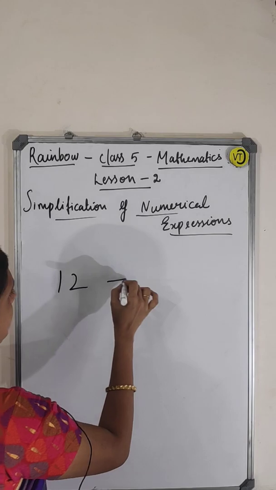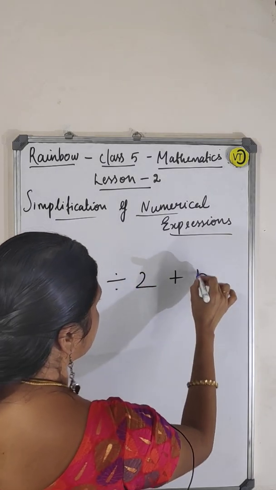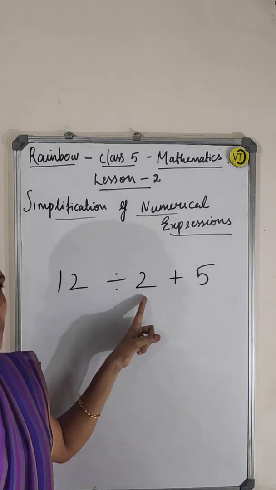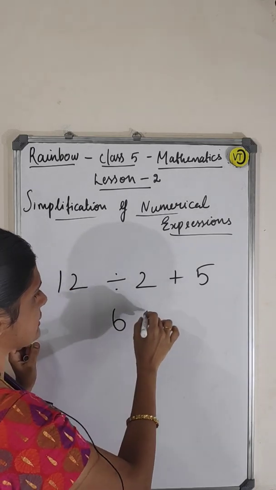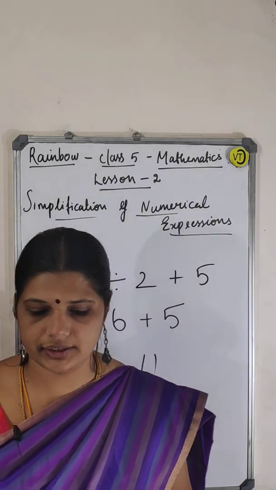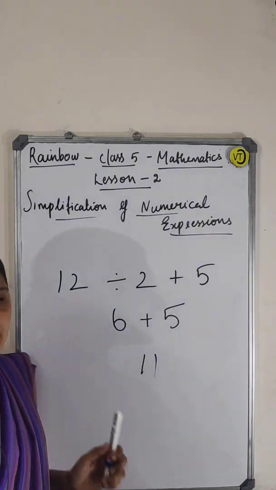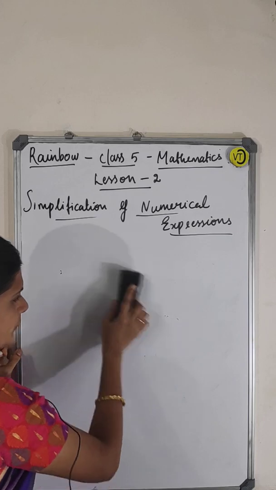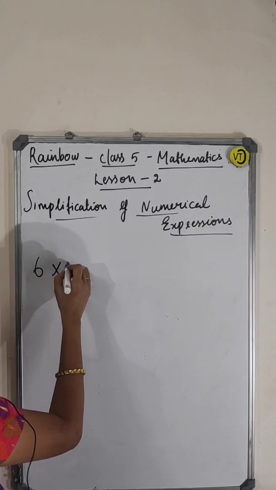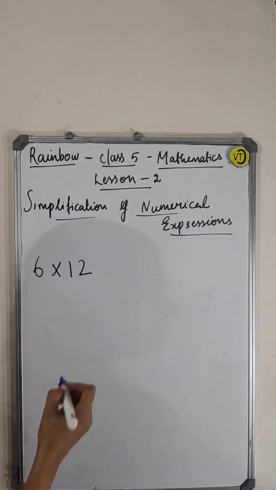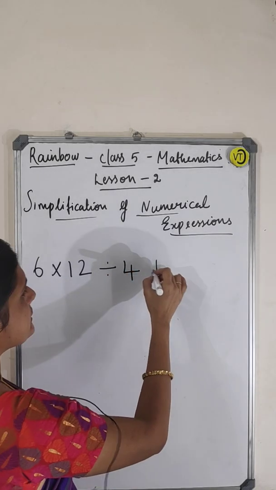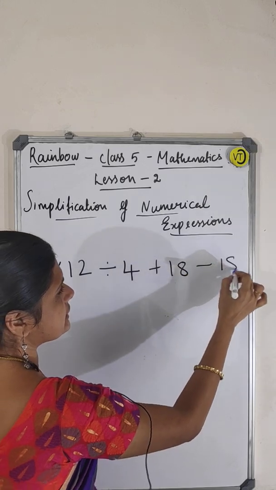12 divided by 2 plus 5. What will you do? First division, right? 12 by 2 is 6. 6 plus 5, it is very easy. It is 11. Easy, right? The last question is 6 into 12 divided by 4 plus 18 minus 18.